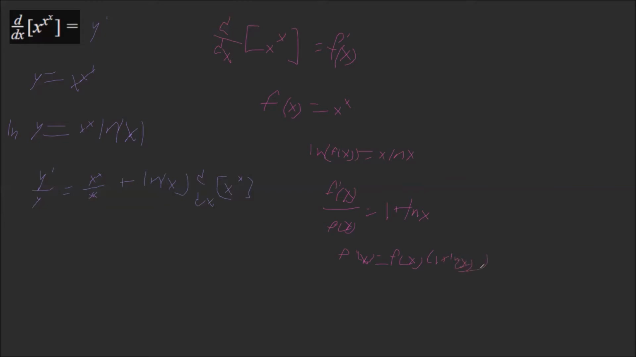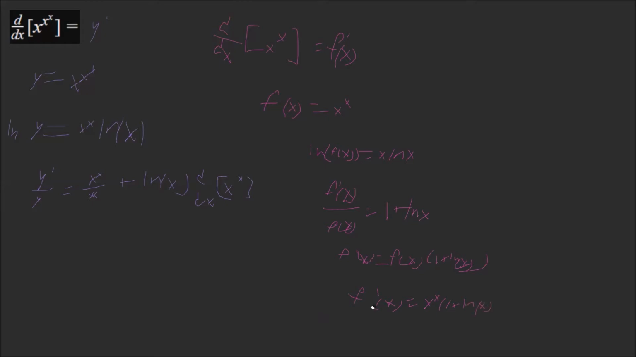However, if you'll recall from up here, f of x is equal to x to the power of x. And so we can substitute x to the power of x in for f of x. And we end up with f prime of x being equal to x to the power of x times 1 plus natural log x.